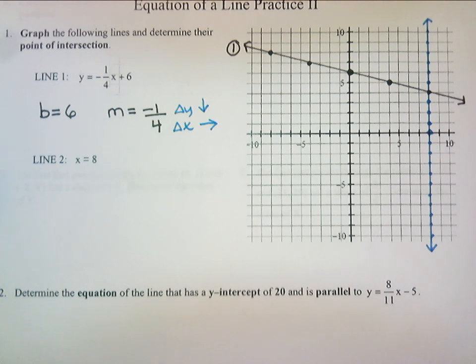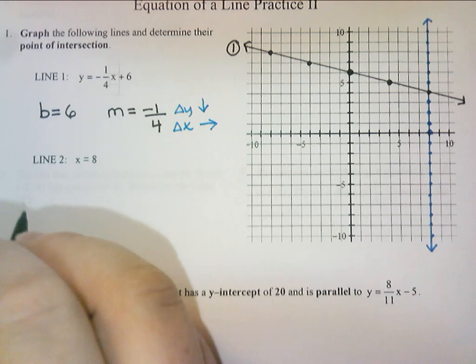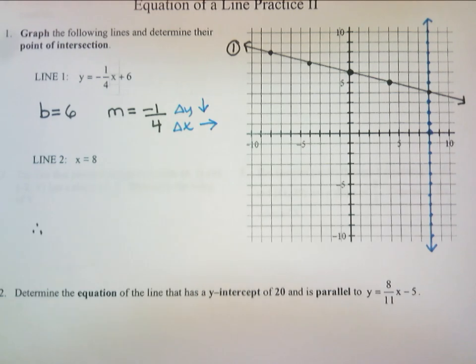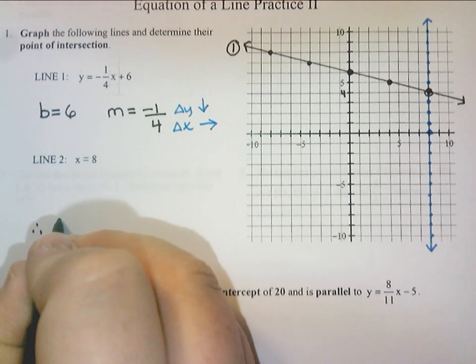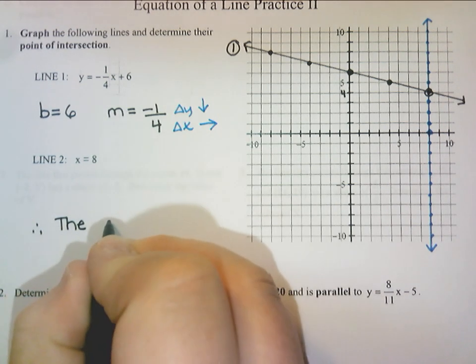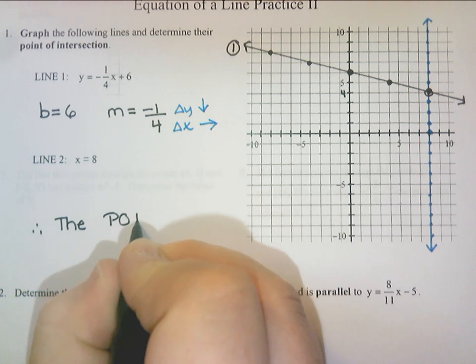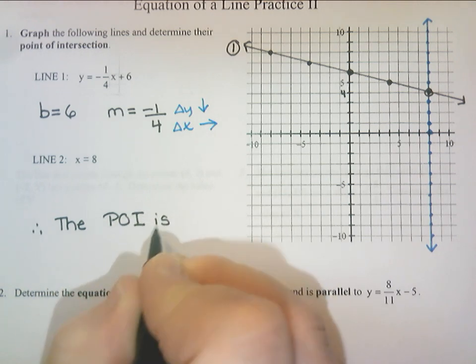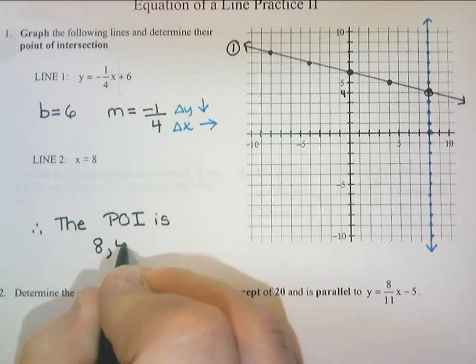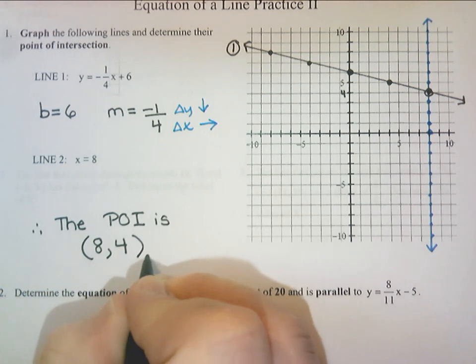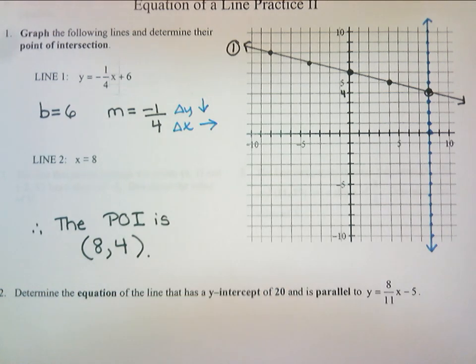All right, it did ask us for the point of intersection, so I am going to need to figure that out and then state that. I do see that the 2 lines intersect at 8 and 4. So this coordinate here is 8 and 4. So I'm going to say the point of intersection, or POI for short, is (8, 4). And then we put them in brackets because that's the proper notation for a coordinate.